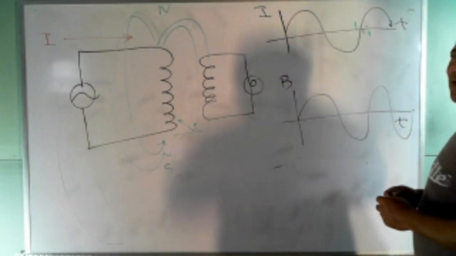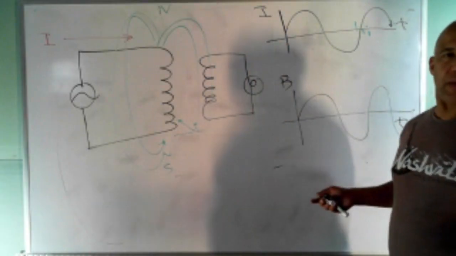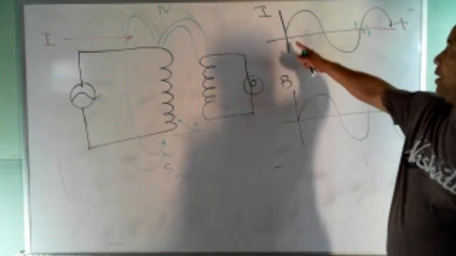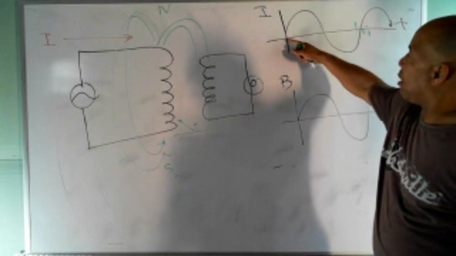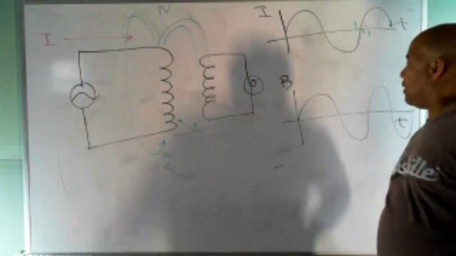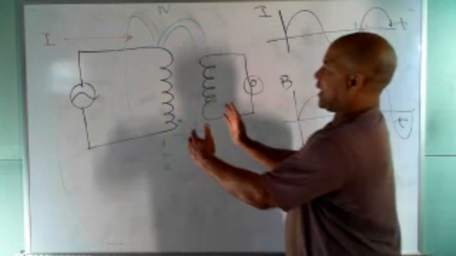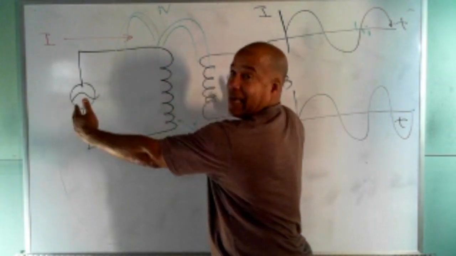What does the sine wave of flux mean? Well, here's what it means. It means when I don't have any current, I don't have any flux, no magnetic field. As the current builds up, that magnetic field is building up. It's building out like that.